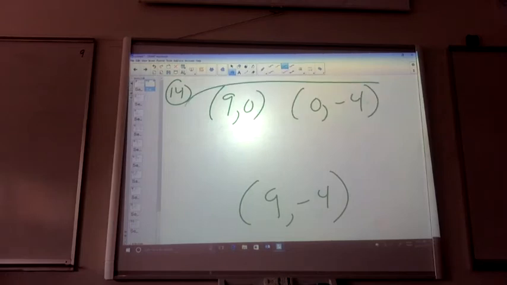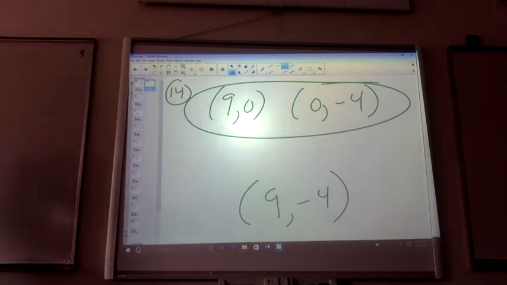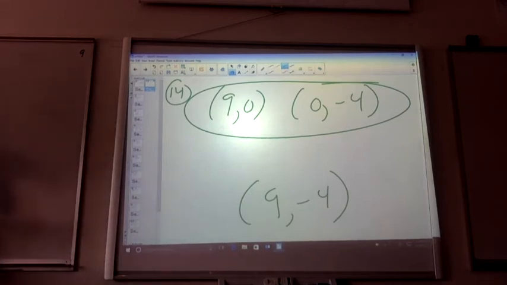Those should be the answers. They combined them together as one point, so they didn't put 9, 0, and 0, negative 4. That's the error. So every part of the work was right until the very end, and then they put them together. So you should have gotten 9, 0, and 0, negative 4. So you're absolutely right. There was nothing wrong with the arithmetic. It was the organizing at the very end.